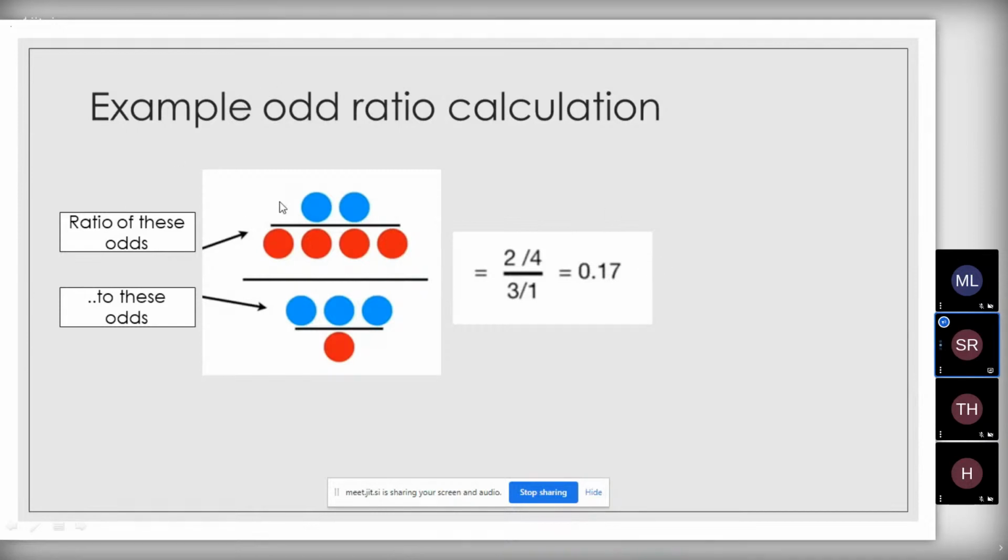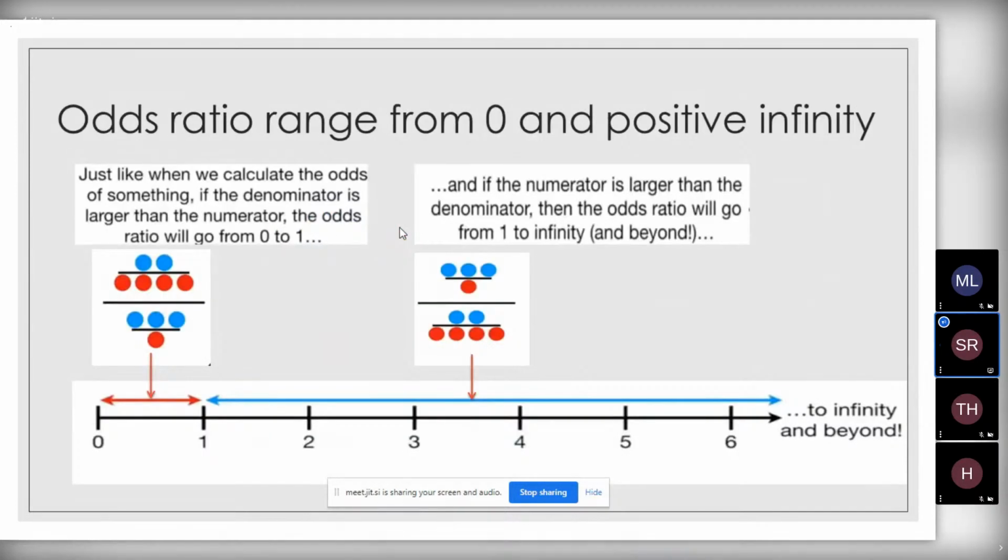Okay, that means the exposure group is less likely compared to the non-exposure group. Same as odds, the odds ratio also ranges from 0 to positive infinity. When we scale it, it is not balanced, not symmetrical.